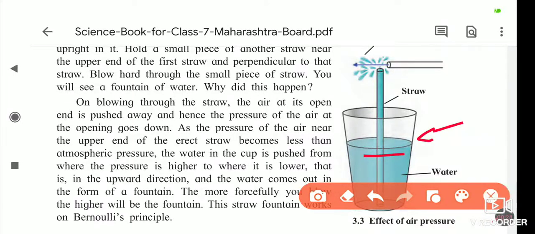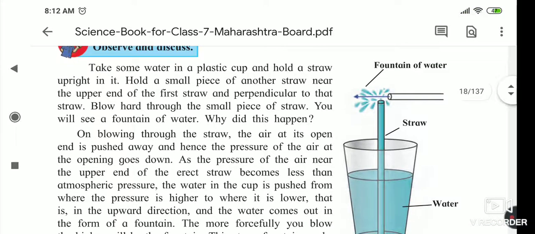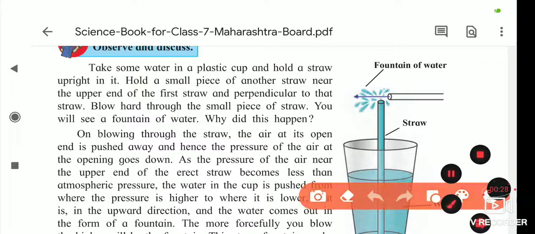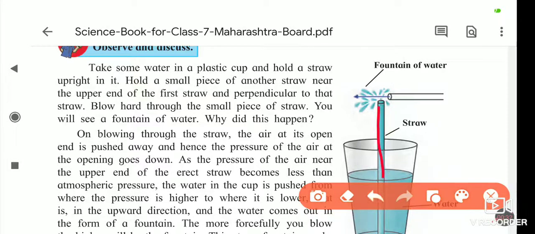Okay, and then what happens? Hold a straw upright in the plastic cup. This is a straw, and it is held inside the cup. Hold a small piece of another straw near the upper end. So here is one more straw, and we are holding it at the upper end of the first straw and perpendicular to it. Means they are at a right angle with each other.